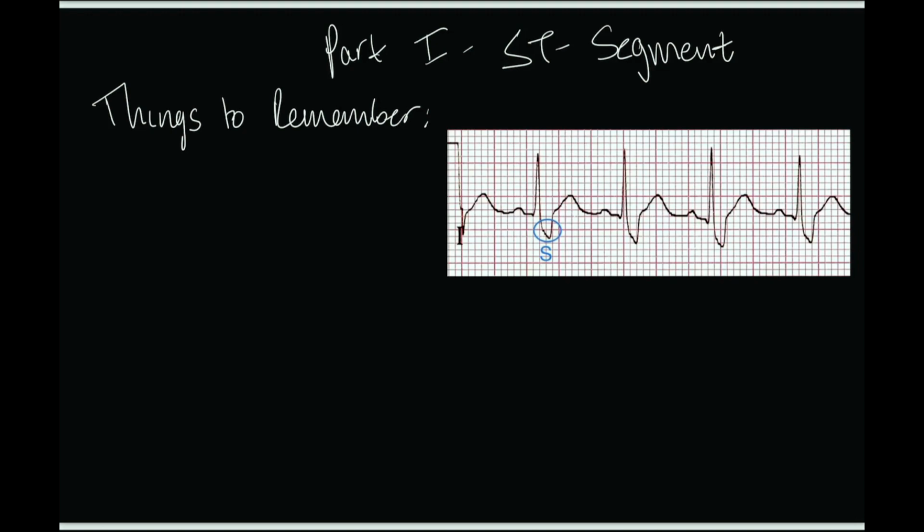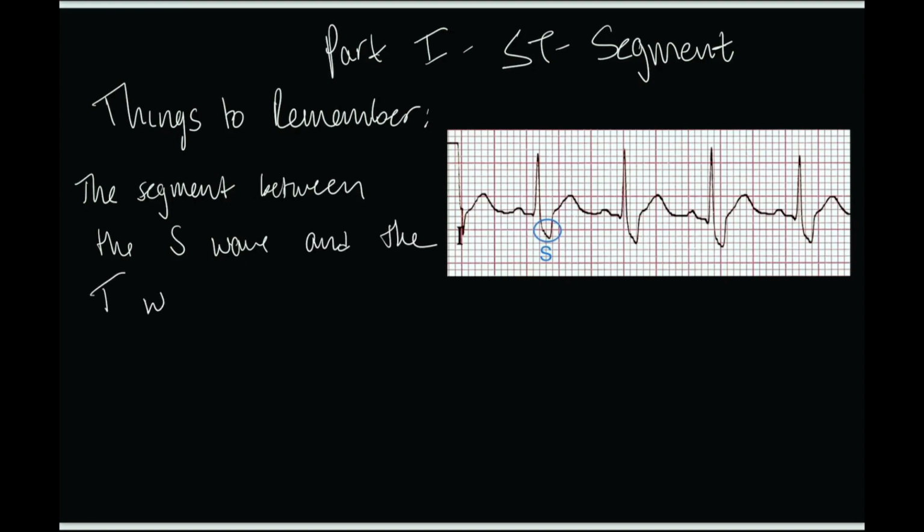Another important component of the QRS complex is the ST segment. Now the ST segment is the segment between the S wave and the T wave. But an important note is that the height of the T wave is measured at the J point.